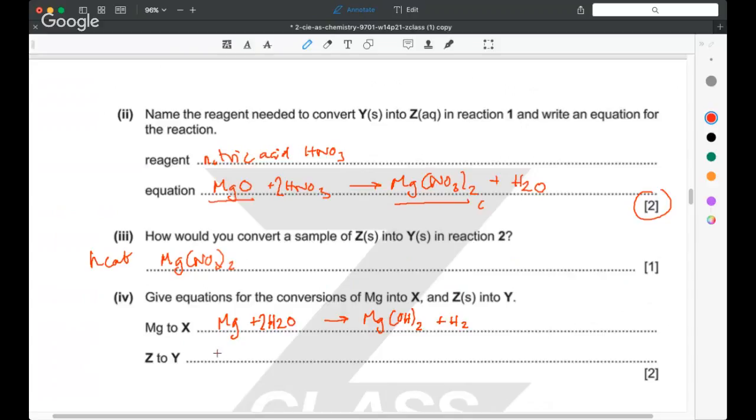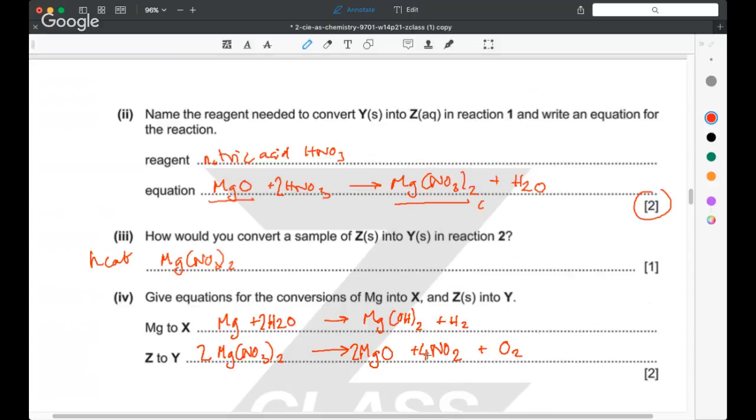Now, this last one here, you've got to look at the thermal decomposition of a group 2 nitrate. So there's only one substance on the left-hand side of the equation. And this is just something that appears again and again in these Cambridge International exams. When you heat the group 2 nitrate, you're going to make the oxide, you're going to produce brown nitrogen dioxide gas, and you're going to produce oxygen gas. And to balance that up, you've got to have 2 of those, and 4 nitrogen dioxide.